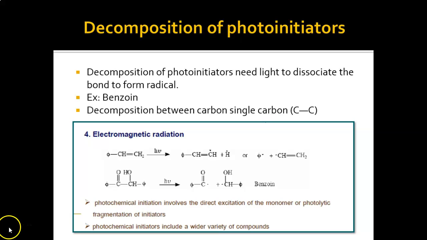Photochemical initiation involves the direct excitation of the monomer or photolytic, and the photochemical initiators include a wider variety of compounds. The benzoin structure, the breakup happens at the single bond here, so it will be separated to form CO together with CH and OH. And don't forget the active site.